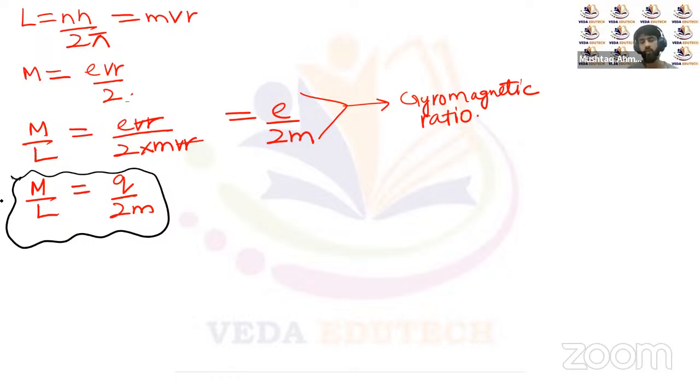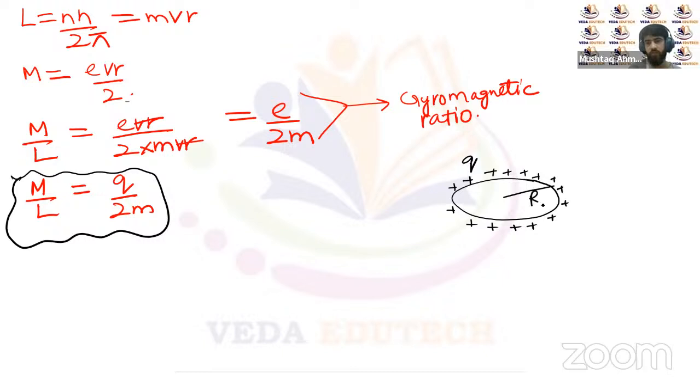M by L is equal to Q upon 2m, right? Now let's suppose I have a coil, or ring. This is the ring, and the charge on this ring is given as Q. Q is the net charge on this ring, and the radius of this ring, let's suppose, is R.